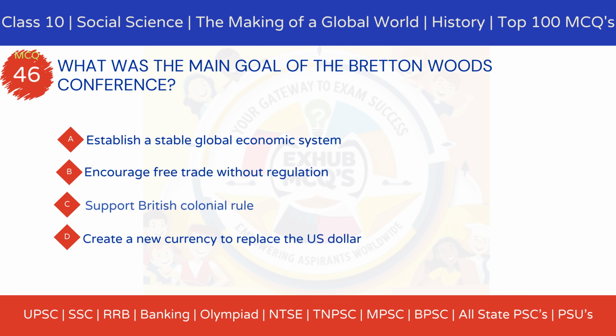Option A. Establish a stable global economic system. Option B. Encourage free trade without regulation. Option C. Support British colonial rule. Option D. Create a new currency to replace the US dollar.